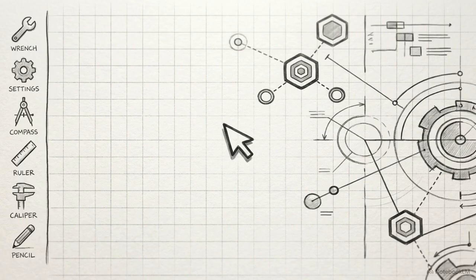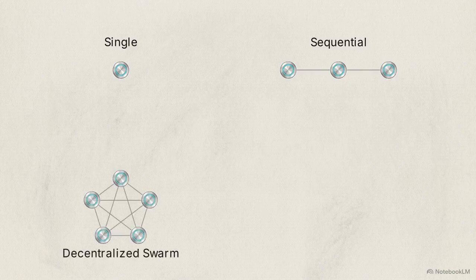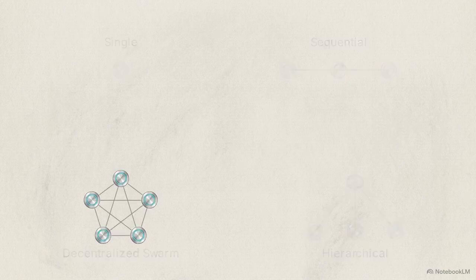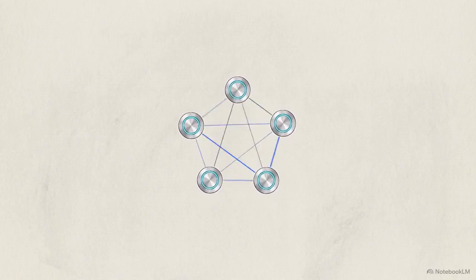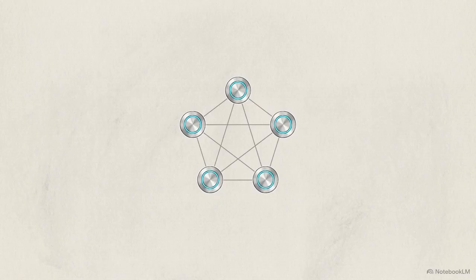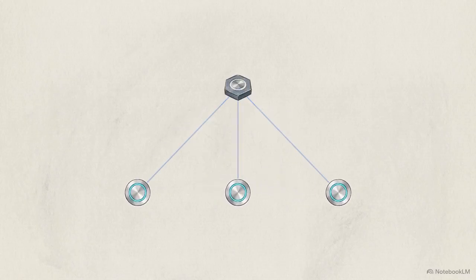Step 1 is setting up our architecture. Here on our Visual Builder canvas, we need to select the correct structural framework for our AI system from the 4 main agent architectures available. One option is the decentralized swarm, where agents communicate freely, ideal for brainstorming. But enterprise reporting requires strict control. We select the hierarchical multi-agent structure instead.